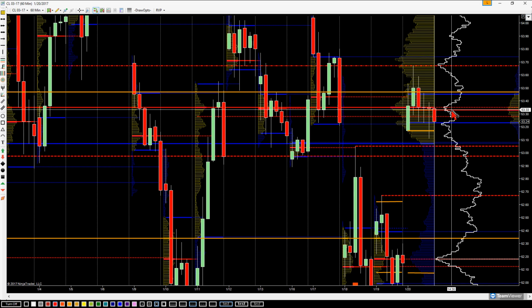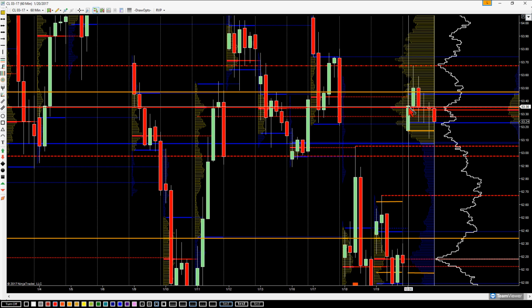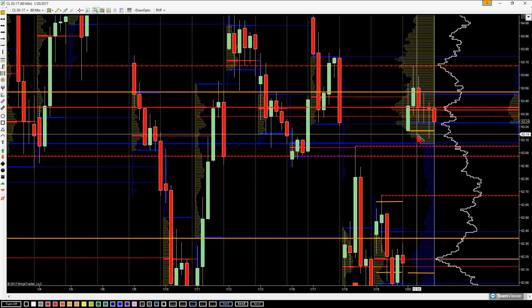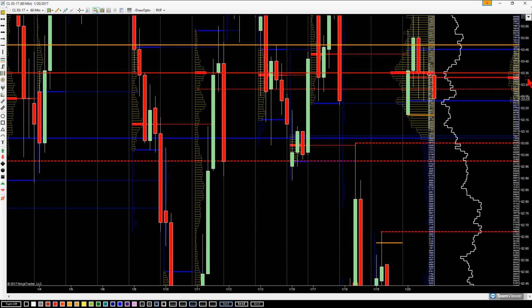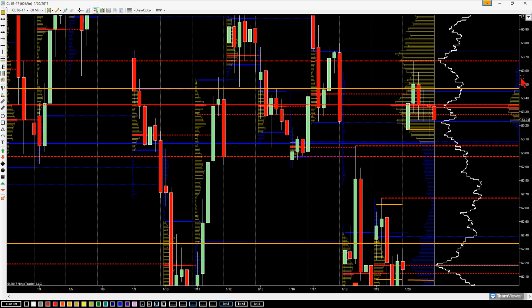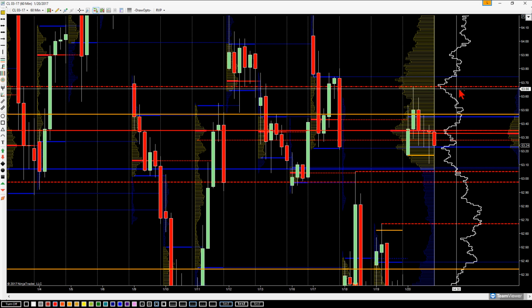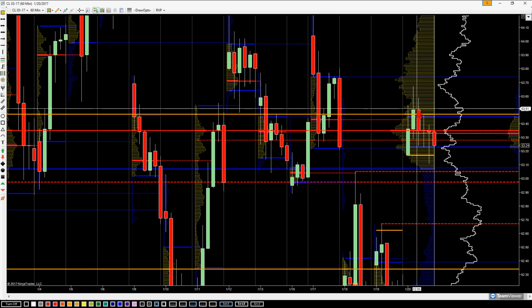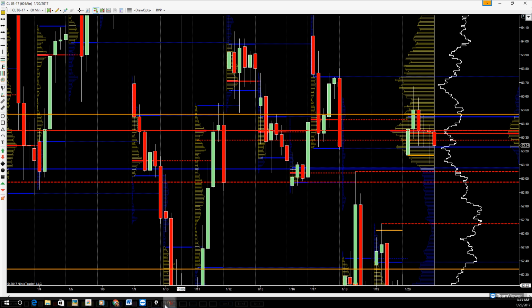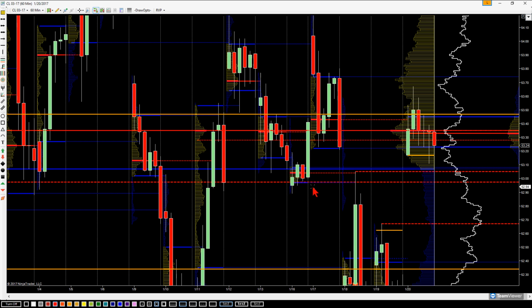So this becomes the current microcomposite VPOC. Nice, perfect. And this is no longer a microcomposite VPOC. This becomes a swing high. So we'll turn this into a dash instead.